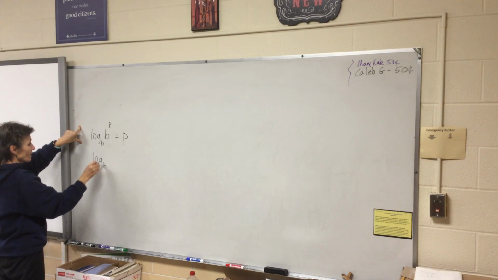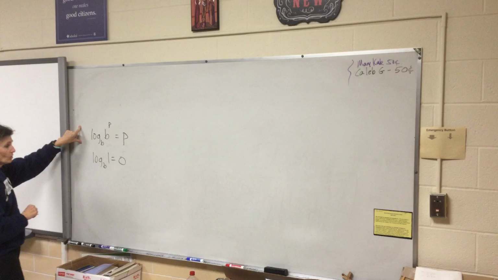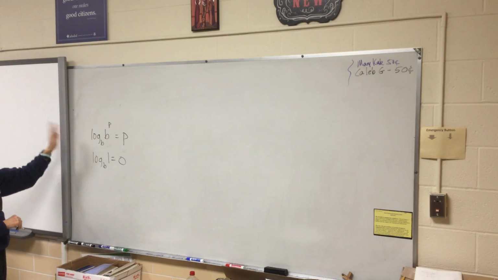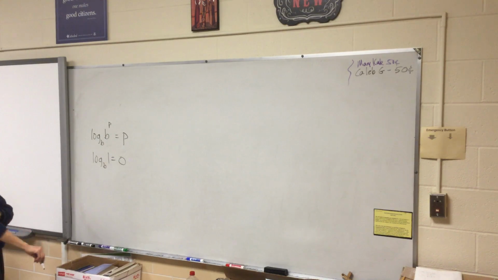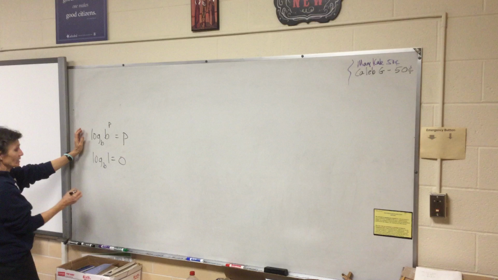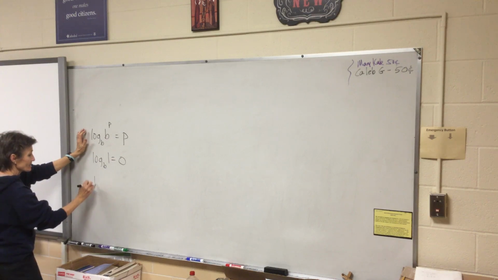We also discussed that anytime we take the logarithm of 1, we're going to get 0. These are things that you need to know. These are properties. They're always, always true. Now I'm going to add to this list. We talked about these a few days ago. I'm going to add to this list.